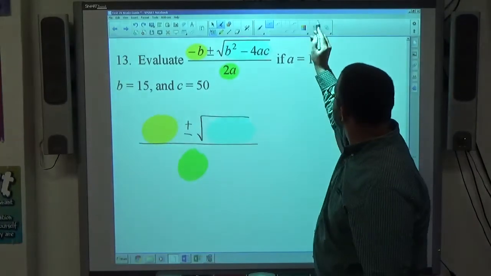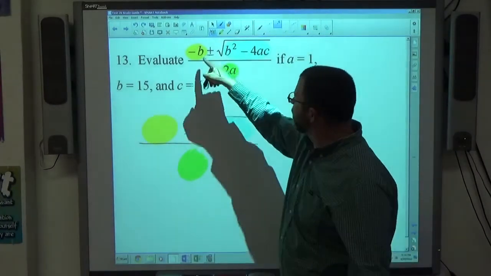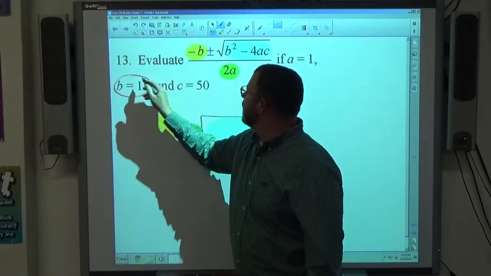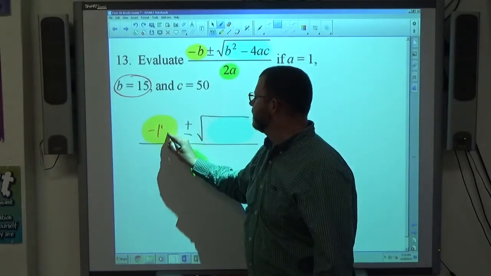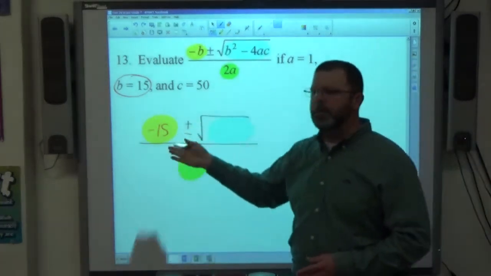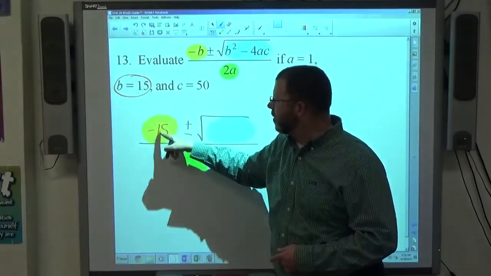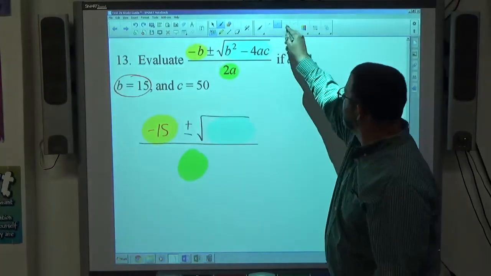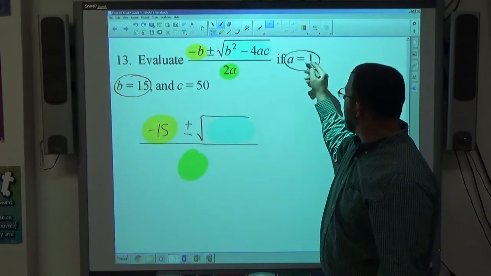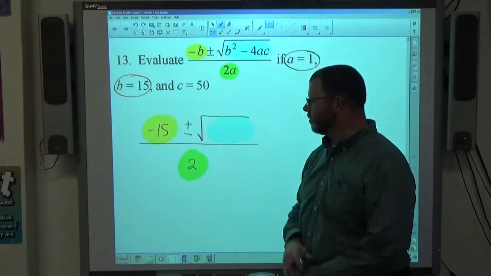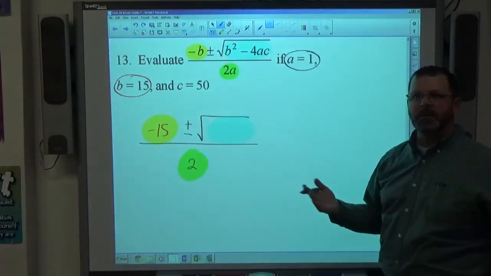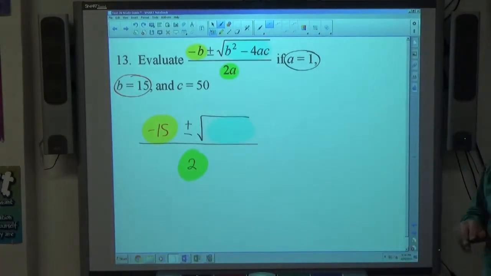So if I start off with minus b, I know that b is equal to positive 15. Minus b means change the sign, so minus 15. If b was negative 7, minus b would be positive 7. So whatever this is, opposite sign goes there. Moving on to 2a on the bottom. A is equal to positive 1, 2a is 2 times 1. So whatever a is, you double it, that's what goes on the bottom. So again, very simple. You change a sign, you double a number.